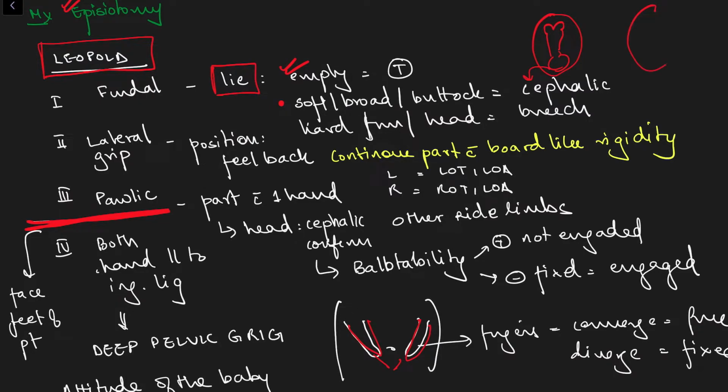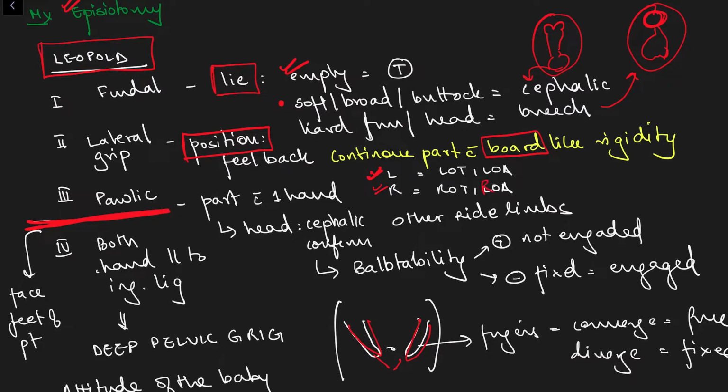While if we palpate a firm globular structure, which is the head, in the fundus, this means that the lie would be breech. The second grip is the lateral grip. Here we come to know about the position of the baby. We feel the back, and it is described as a continuous part with a board-like rigidity. If we feel it on the left side, the position would be left occipito-anterior or left occipito-transverse, while on the right side, the position can be ROT and LOA.